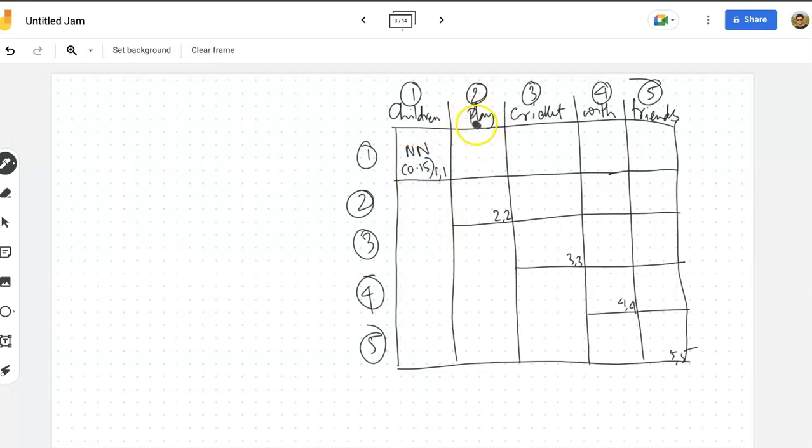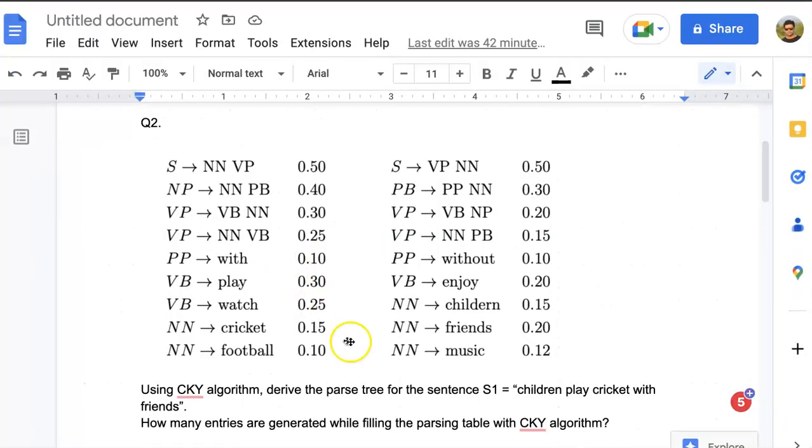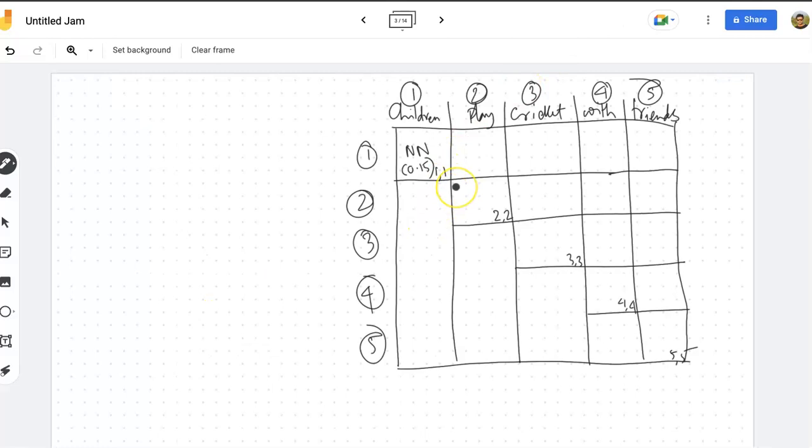Now let's do "play". If you see the table, play can go from VB. Sorry, there is a rule called VB to play, with probability 0.3.